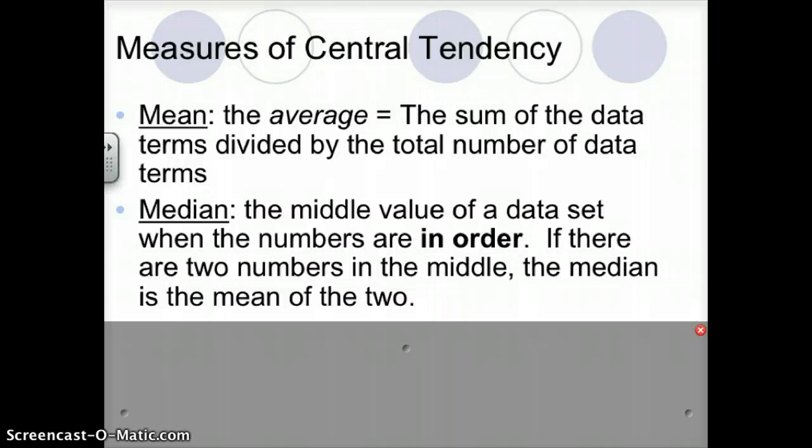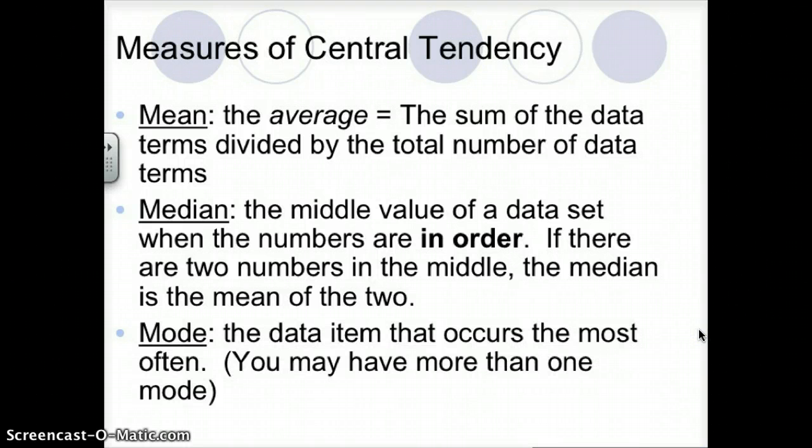I like to remember median by thinking I'm driving on a highway and the median is in the middle. And the last of these terms is mode. The mode is the data item that occurs the most often, and it is possible to have more than one mode. Mode, most, that goes together.